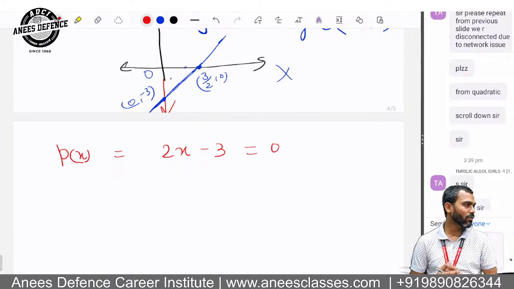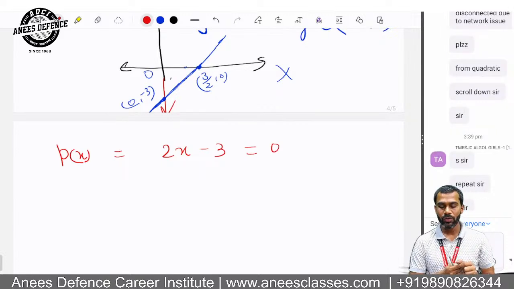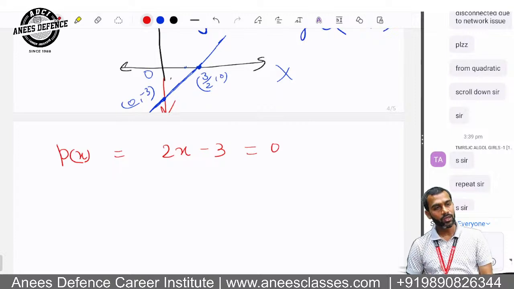How many methods are there to find the roots of a quadratic equation? The first is the formula method, then the factorization method, splitting the middle term, and the fourth one, synthetic division. Okay, we'll discuss the fourth one in detail. But I hope everyone knows the first three methods: formula method, factorization method, and splitting the middle term or completing the square method. Okay. Now 2x minus 3 is equal to 0.